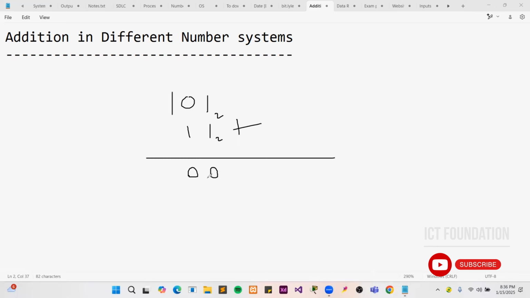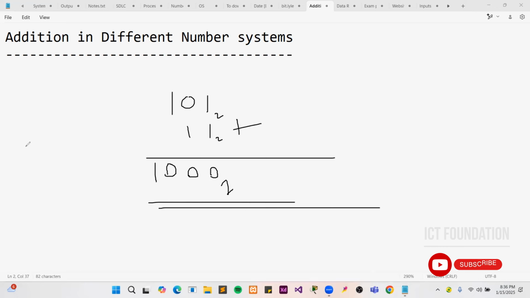So 1, the carry part is also there. So 1 plus 1, that's 2. If you are getting 2, then you can write 0. 1 will be the carry. So 1 you can write here. So this one will be the correct answer. So this is the binary addition part in the number system syllabus.